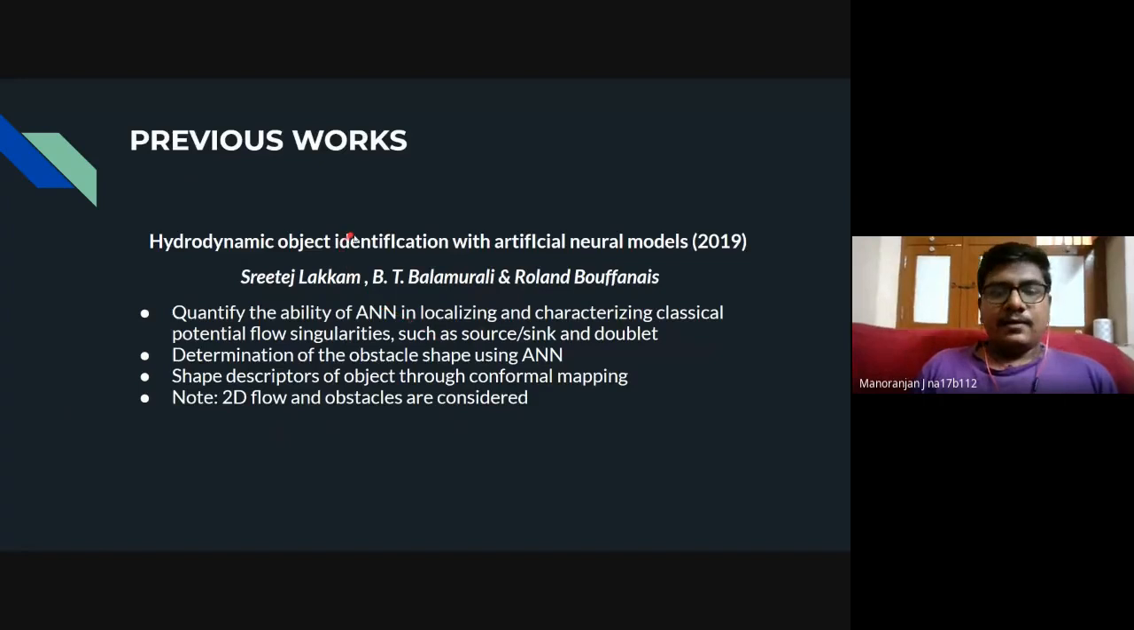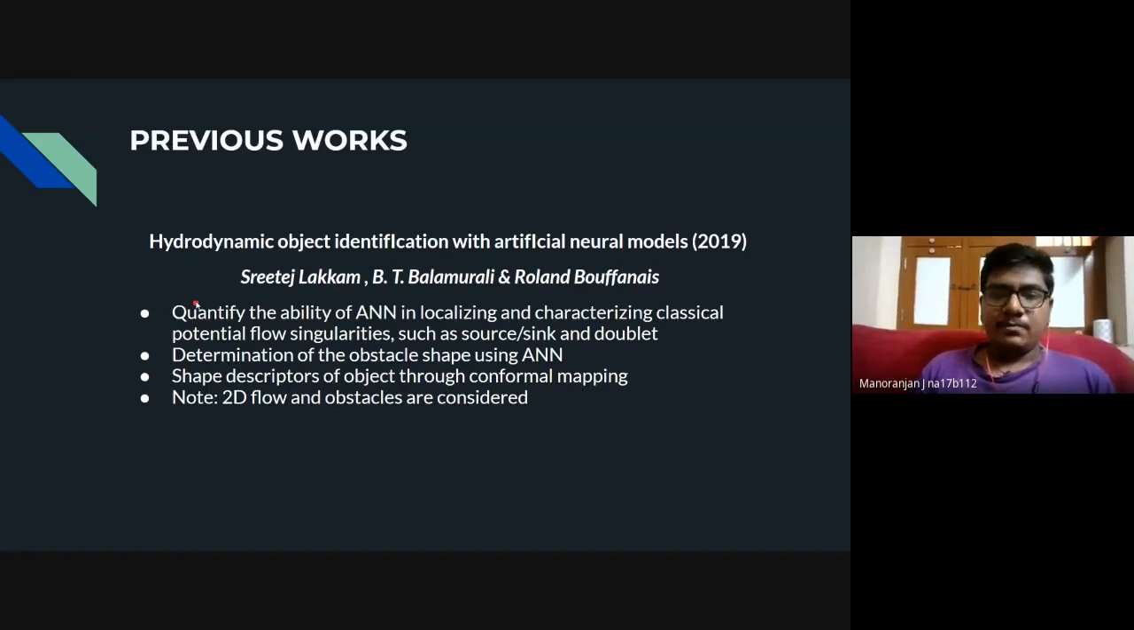Before that, we are going to see the different works in this domain, and actually this was the first paper that I have read as well. It's called hydrodynamic object identification with artificial neural models, and it came up in 2019. So it is a relatively recent research paper, and you can have a sense of how people are trying to experiment in this domain.